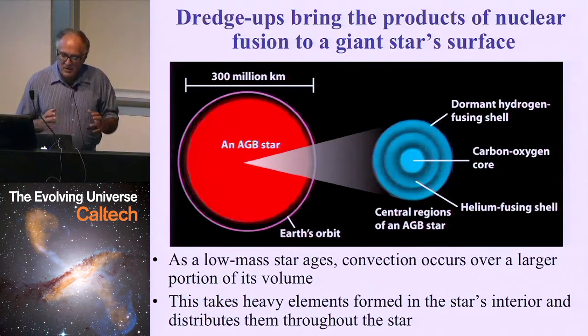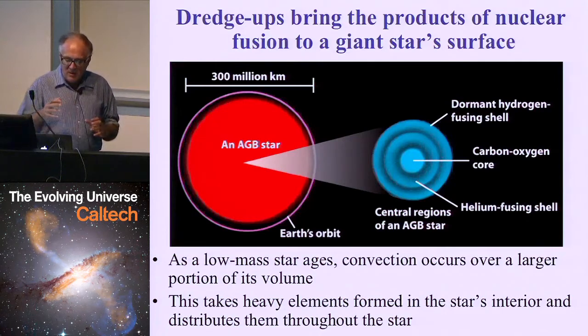And as you keep going through this, remember, the star can extend the giant branch again and become an asymptotic giant branch star. It's fully convective, and so now it dredges up all these products of nucleosynthesis to the surface.